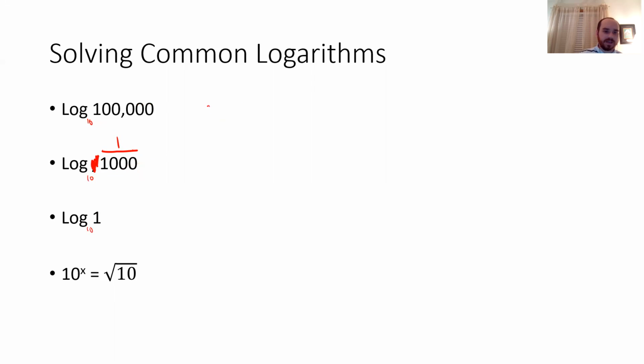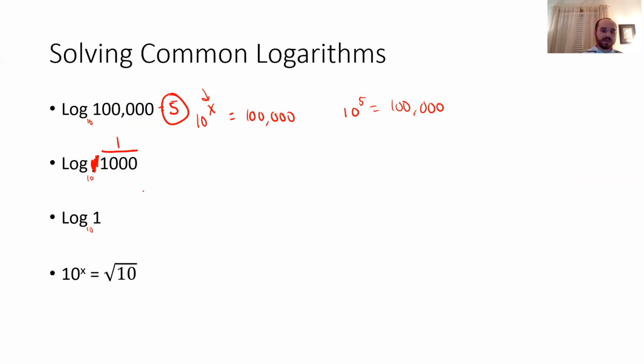So this is asking us 10 to the x equals 100,000. And the question is, what is x? Well, 100,000 is equal to 10 times 10 times 10 times 10 times 10, or 10 to the 5th. And since we're looking for the exponent, in this case that is 5, so the answer to log base 10 of 100,000 is 5. Now you could also just plug this into your calculator and it would give you 5 right away, but we can calculate it by hand as well.